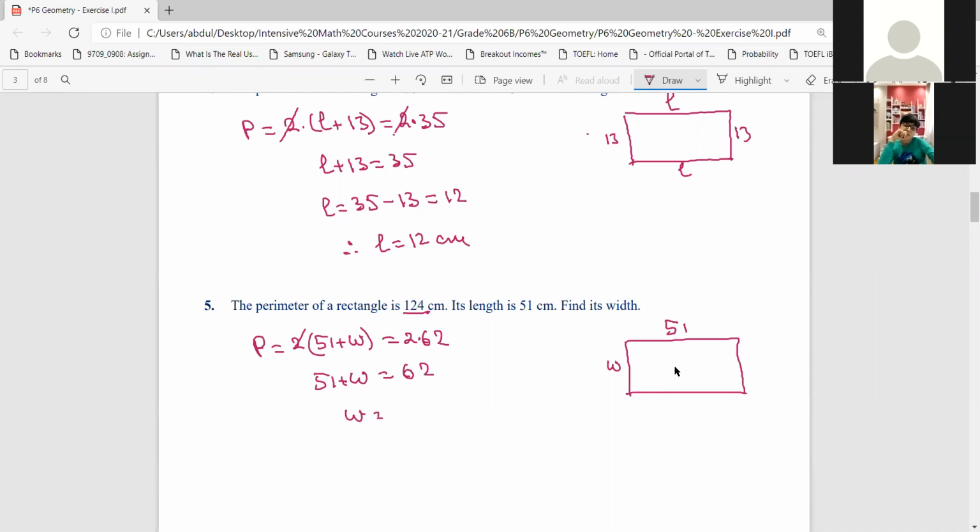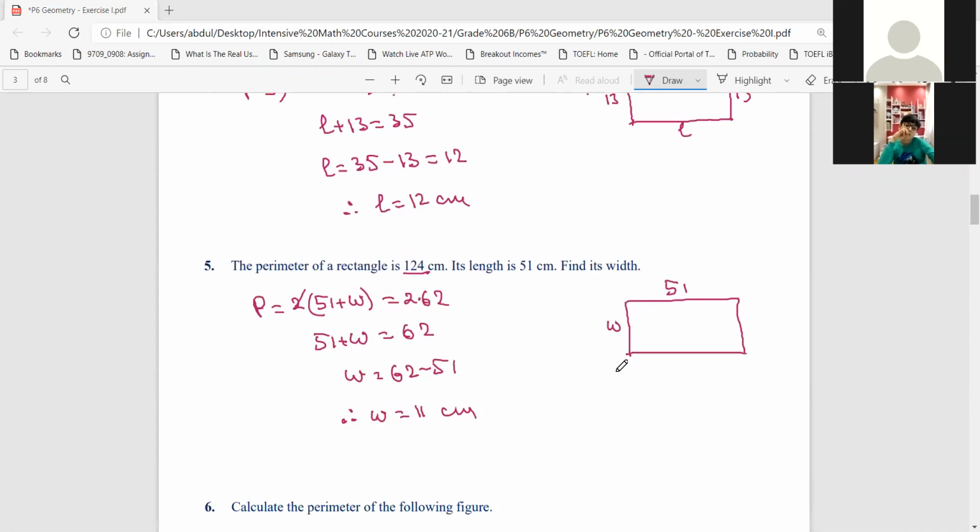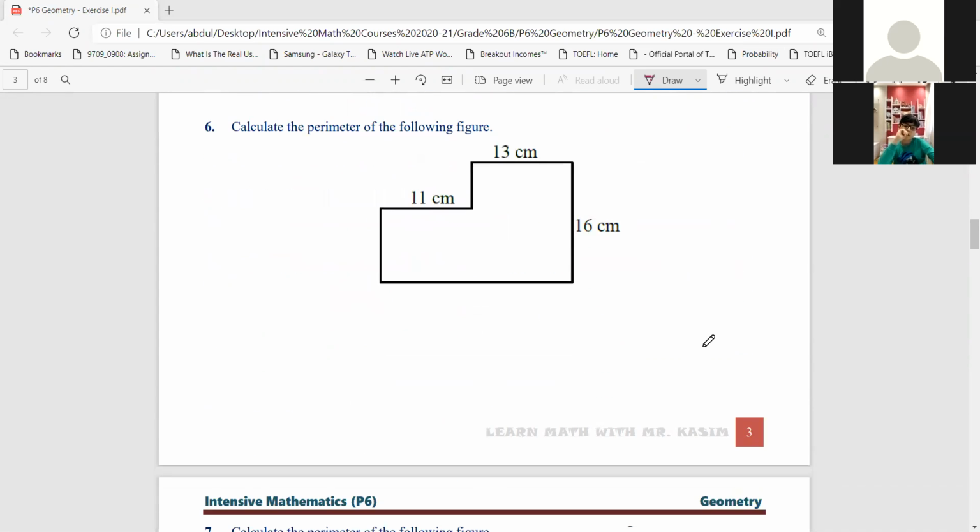What is W? That's width. 62 minus 51. The width of this rectangle is 11 centimeters. Okay, good. Ali Tayyip, good. Next question, you have 1.5 minutes. Okay. All right, start.